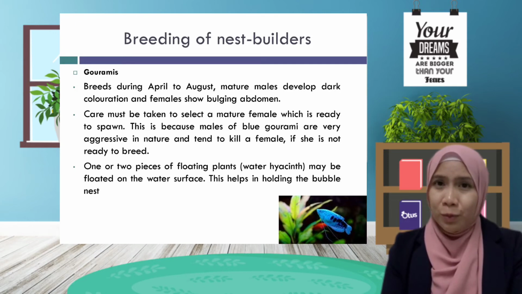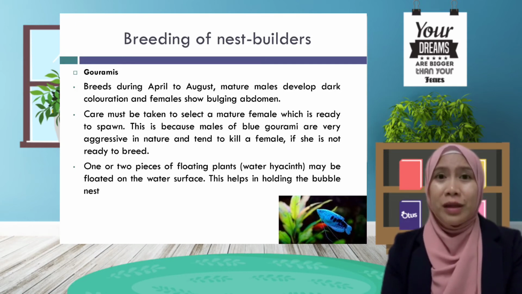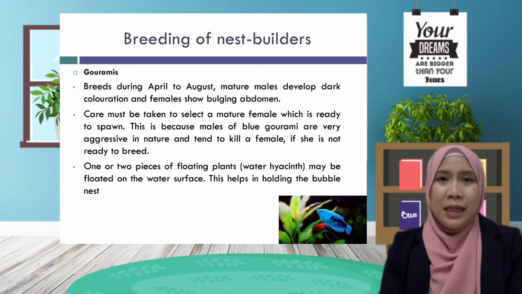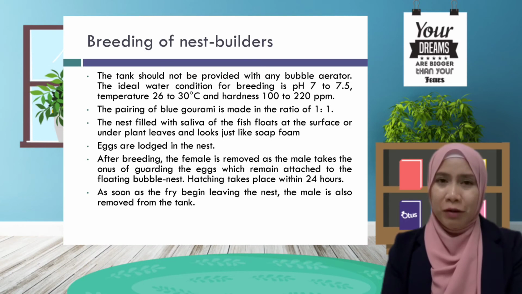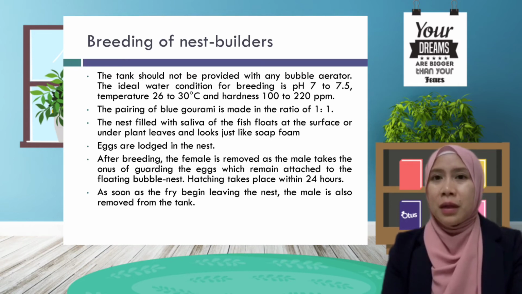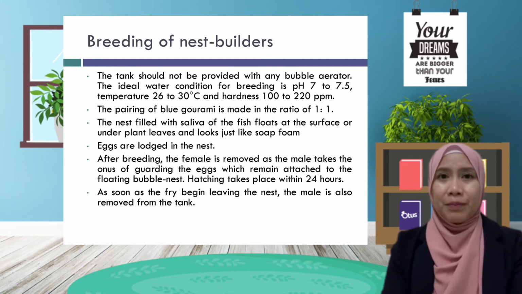One or 2 pieces of floating plants may be floated on the water surface. This helps in holding the bubble nest. The tank should not be provided with any bubble aerator. The ideal water conditions for breeding are water pH 7 to 7.5, temperature 26 to 30 degrees Celsius, and hardness 100 to 220 ppm.